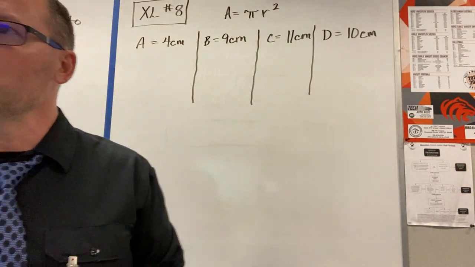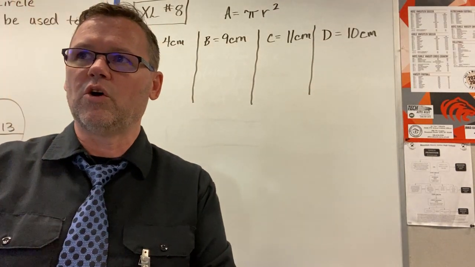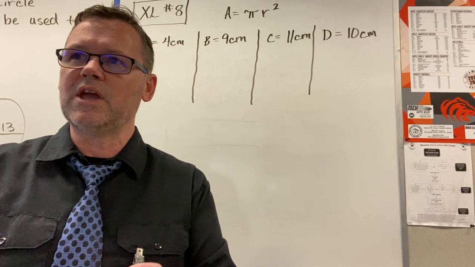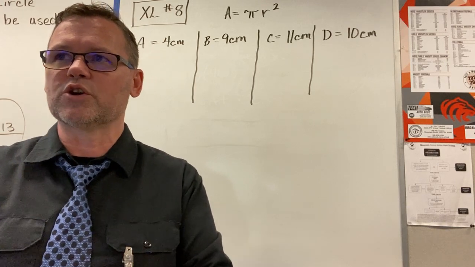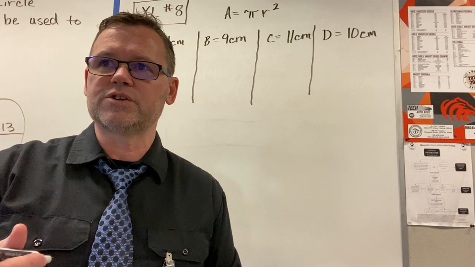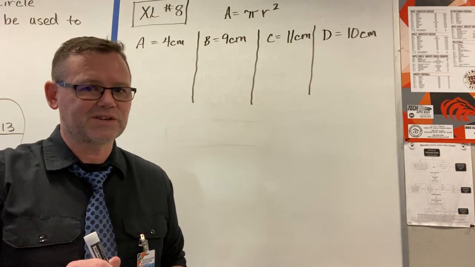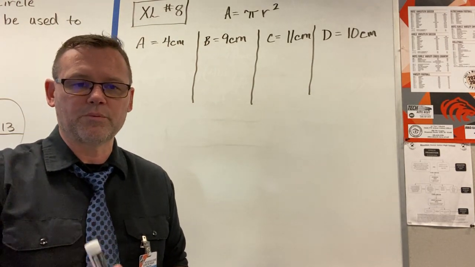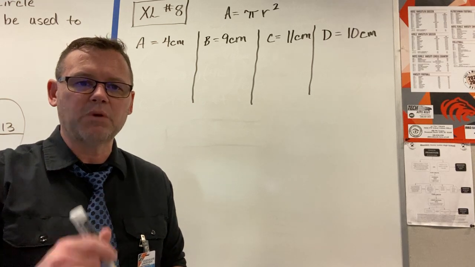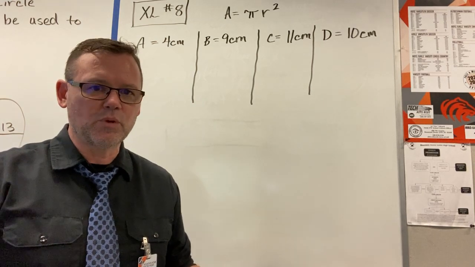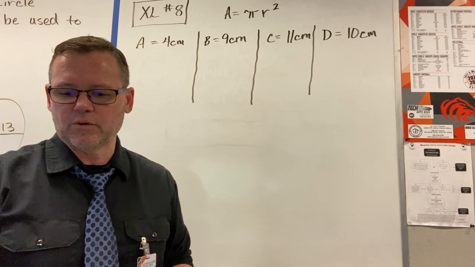Okay, now it says, what is the area of each circle? How many times greater than the area of circle A is the area of circle D? Now we'll take care of that first. Now here's the difference in this problem. They want you to not substitute 3.14 in for pi, but instead leave pi as pi. This is actually the most accurate way to calculate for pi.